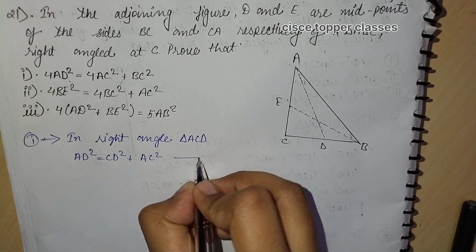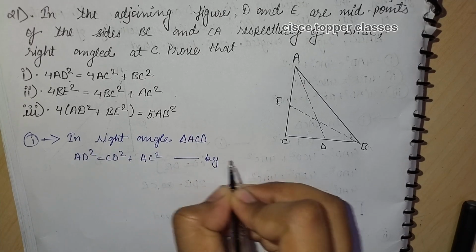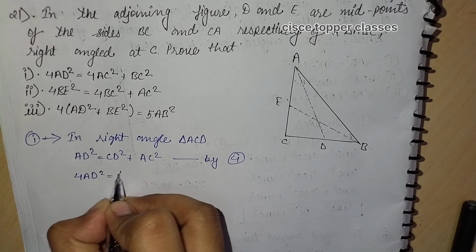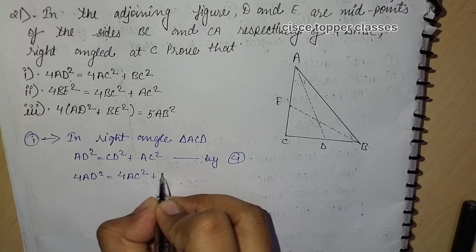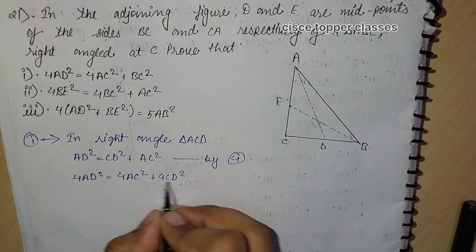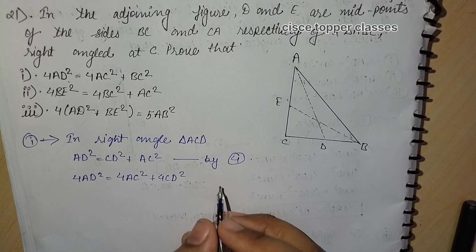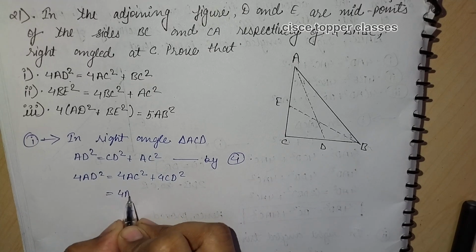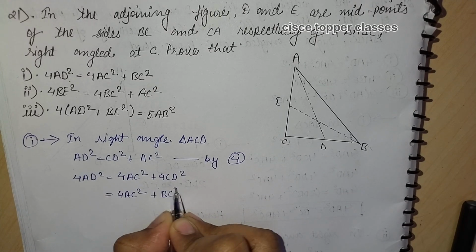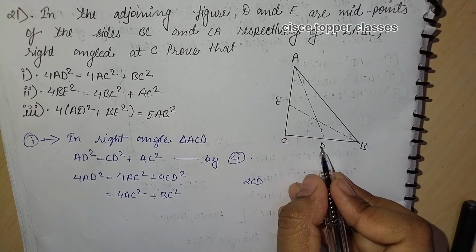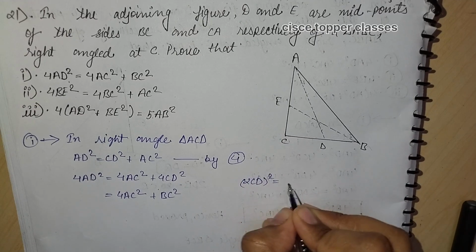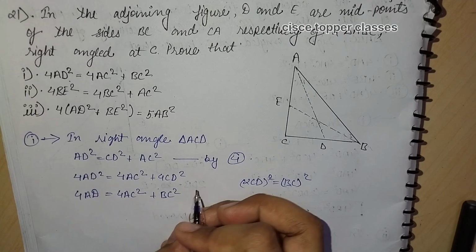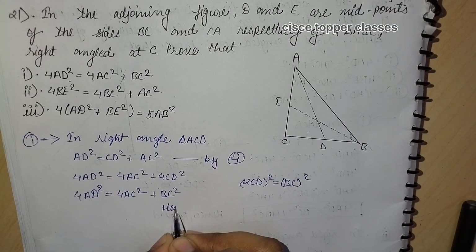Simply we can multiply this equation by 4. On multiplying by 4 we will get 4AD square equal to 4AC square plus 4CD square, and 2CD whole square we can write as CB whole. So it will be 4AC square plus BC square, because D is the midpoint, so we can simply write 2CD square as BC whole square. So this is only we have to prove in the first part, hence proved from here.